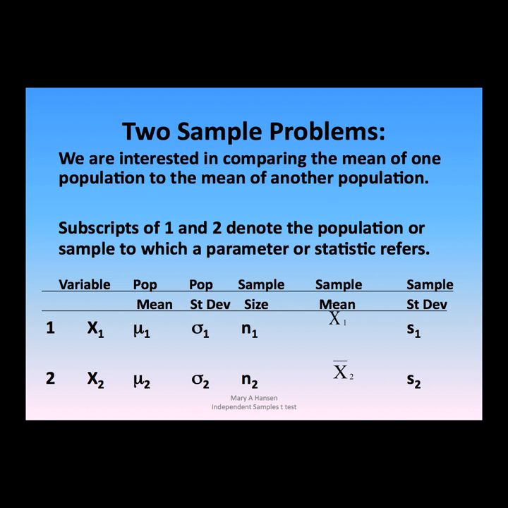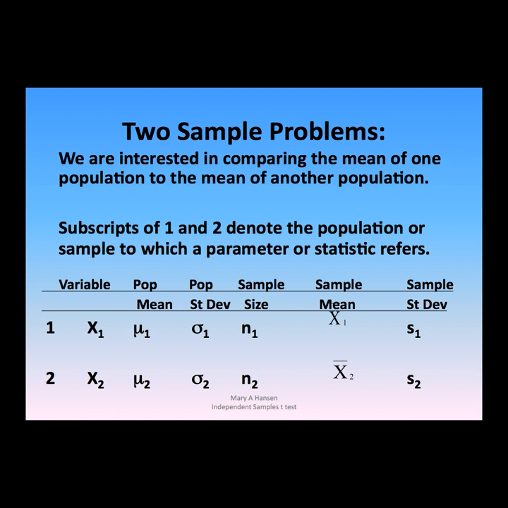We have variable x sub 1, population mean mu1, population standard deviation sigma 1, sample size n1, sample mean x bar 1, and sample standard deviation s sub 1. We have corresponding values for our second population, denoted with a subscript of 2. Notice that we have two populations that we are going to compare.